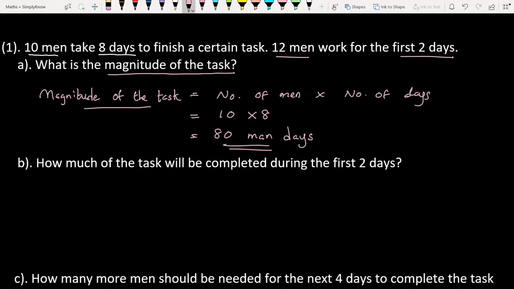Part B. How much of the task will be completed during the first 2 days? Now it says 12 men work for the first 2 days. So how much of the task means we need to find again the magnitude of the task which is completed during the first 2 days. So the magnitude of the completed task equals the number of men, 12 men, times the number of days, 2 days. So it is 24 man days.